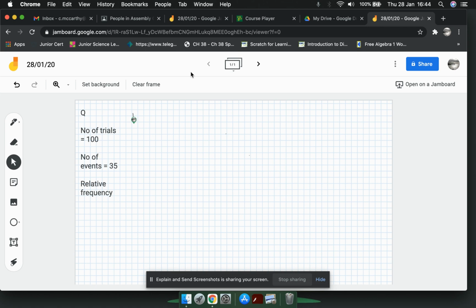So what you should know again is your relative frequency. Relative frequency is equal to the number of events over the number of trials. Let's write this in now. That is 35 over 100. In other words, that is 35%, or you could say it is 0.35.